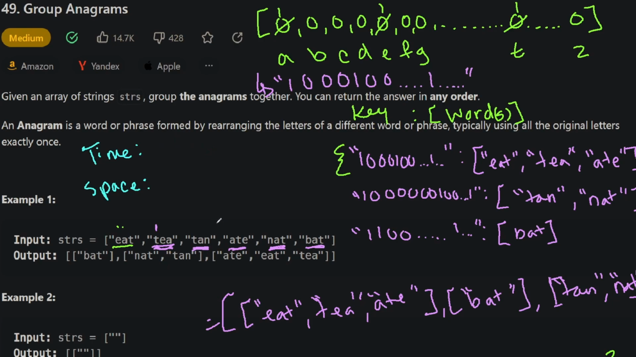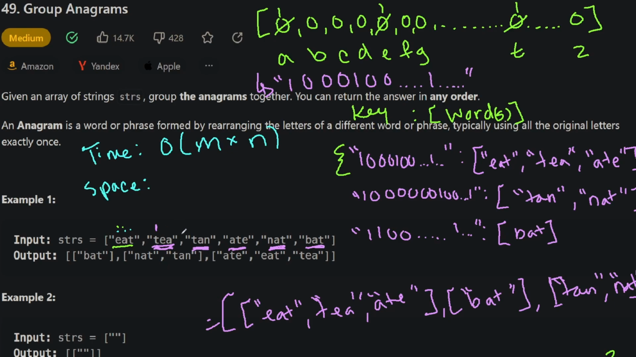So for time, in the worst case scenario, this would be O of m, where m equals every single word in the array, times n, which is each character in the array, because we have to iterate through every single character in order to make a key.